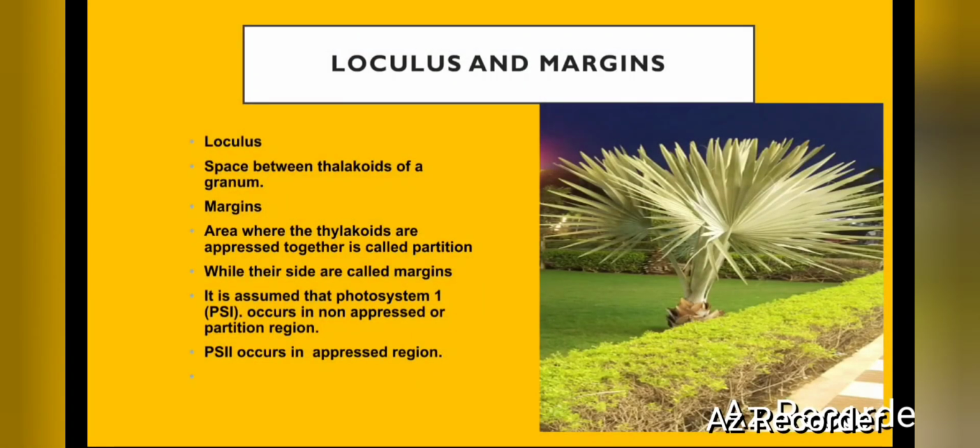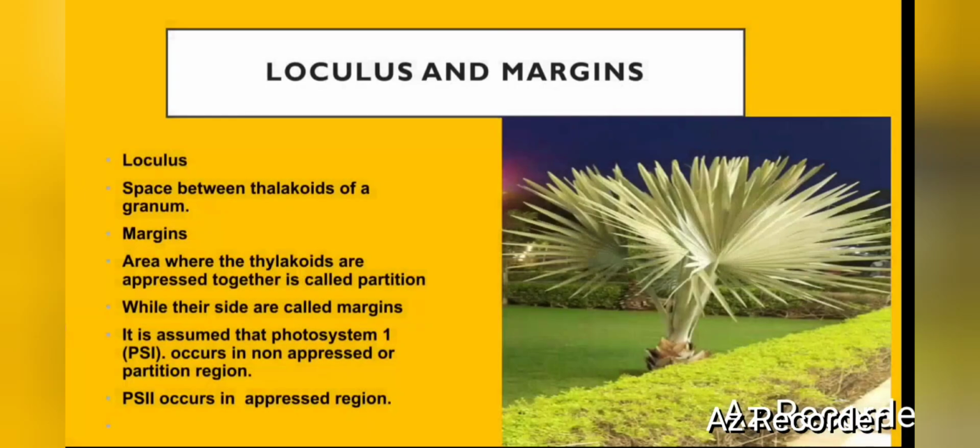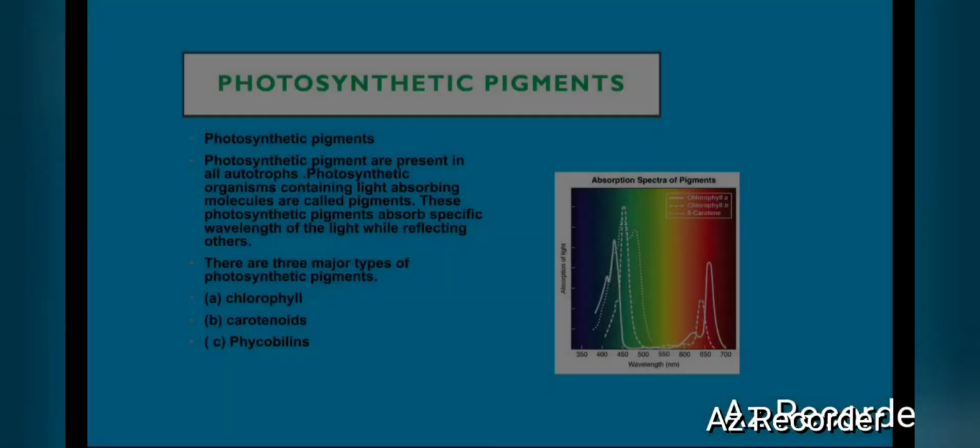In the thylakoid, the space between the thylakoids of the granum is called the loculus. The area where the thylakoids are pressed together is called the partition, while their sides are margins. It is assumed that photosystem 1 (PS1) occurs in the non-appressed or partition region, but photosystem 2 occurs in the appressed region.